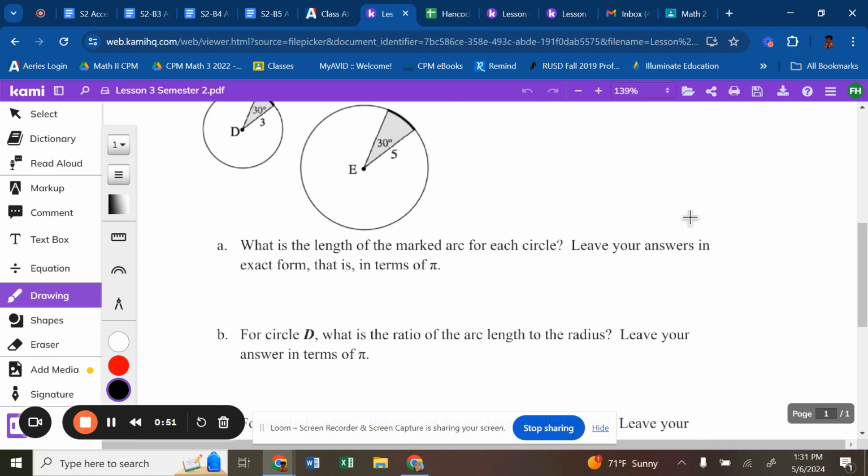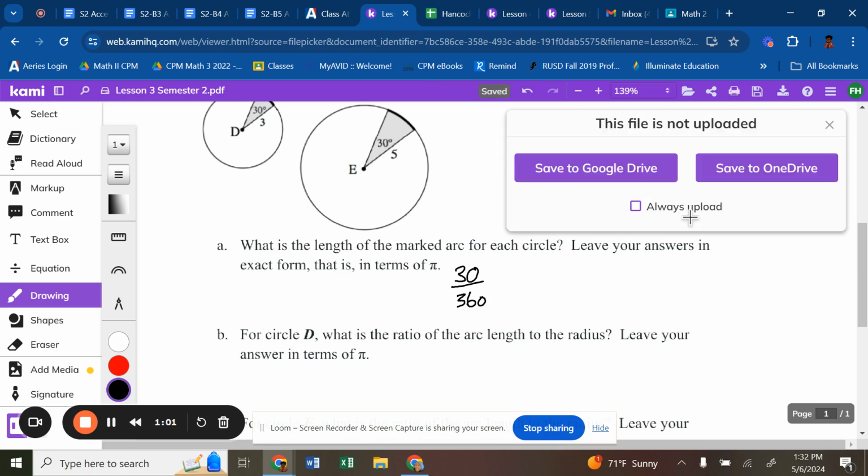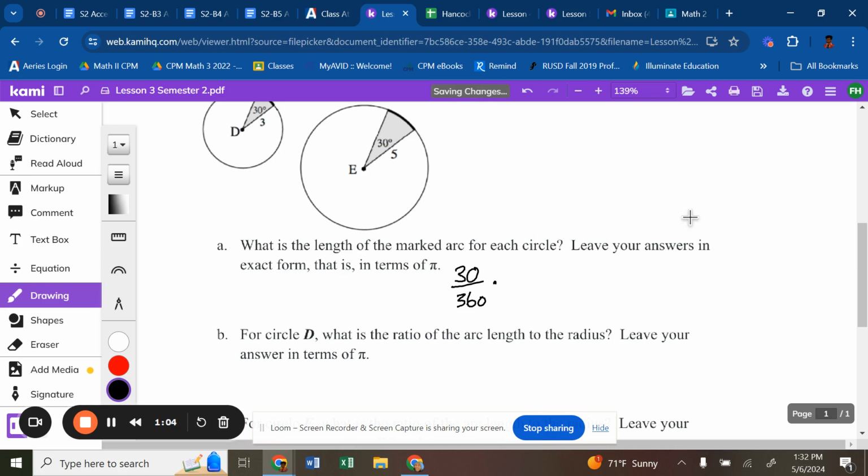To find that, for each one we are going to take our 30 degrees and divide by 360, so 30 over 360. For our radius of 3, we multiply 2 pi times our radius of 3. So we're doing our circumference, pretty much finding the crust. This is going to give us pi over 2. Just so you know, I do 2 times 3, which is 6. 6 times 3 is 18. And then that becomes 180. 180 over 360 is pi over 2.